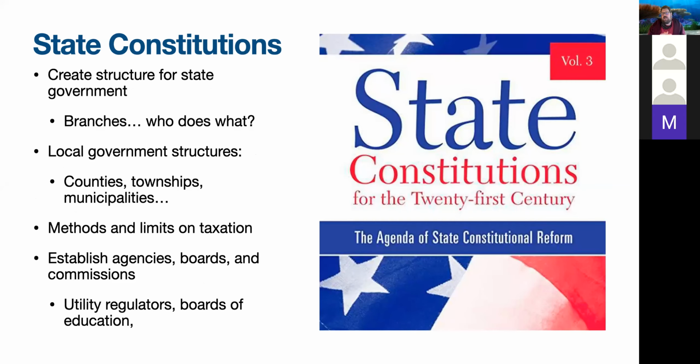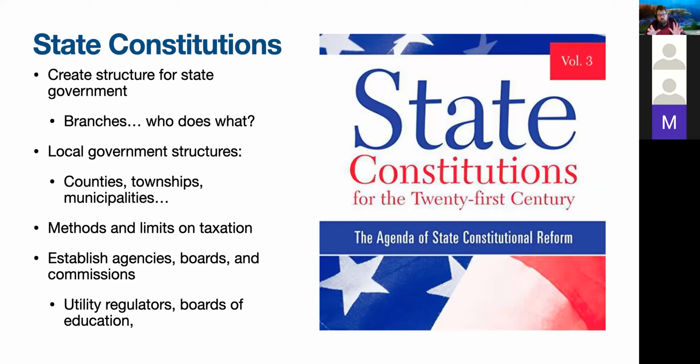Okay, so each state has a constitution. We talked about Montana's last week. One of the most basic things that a state constitution does is establish the basic structure of government. And this is almost without exception, in fact, without exception in America. Three branches: executive, legislative, judicial. There's no state that's like hanging out with only two branches of government. All 50 states have all three.